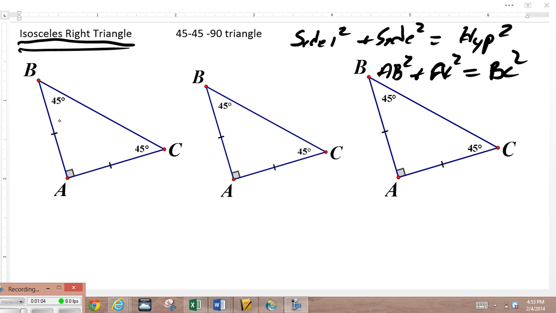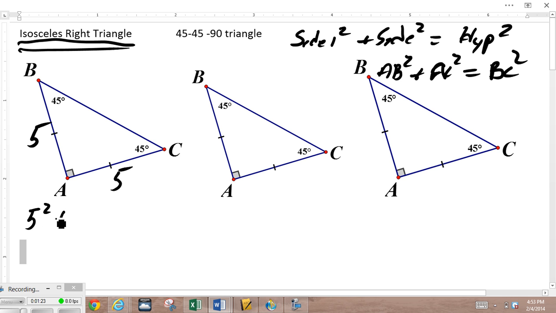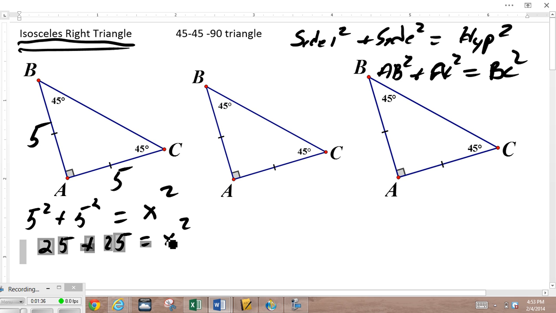We know it's isosceles, which means we have two sides equal. Let's just say, arbitrarily, this is 5 and this is 5. Now I want to find the hypotenuse. So all I have to do is say 5 squared plus 5 squared is going to equal the hypotenuse squared, which I don't know, so I'm going to call that x. So 25 plus 25 is equal to x squared, which means 50 is what I get for x squared.